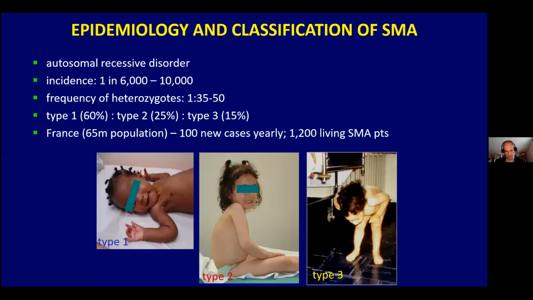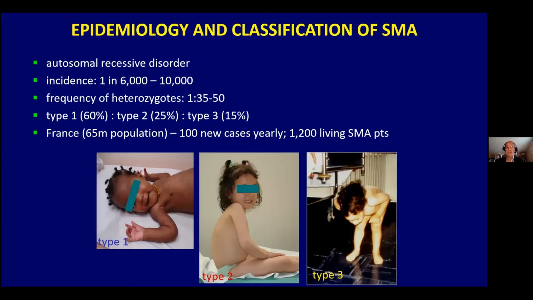And we used to divide this condition into at least three different types, type 1, type 2, and type 3. And the vast majority of patients are actually type 1 patients. That is the most severe form of SMA. And just to give you an idea about the magnitude of the problem in France, which is a 65 million population, we roughly diagnose 100 new cases yearly. And we have approximately 1,200 people living with SMA daily.